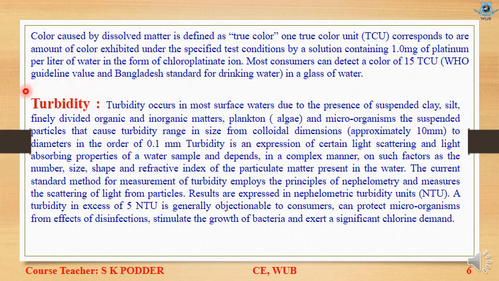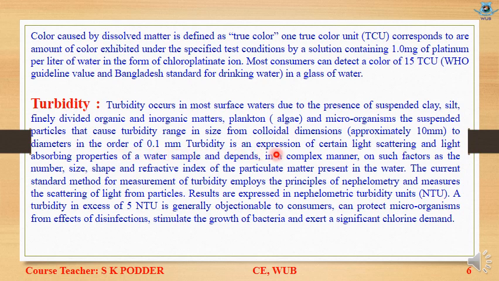Now we come to the point of turbidity. Turbidity occurs in most surface waters due to the presence of suspended clay, silt, finely divided organic and inorganic matter, plankton, and microorganisms. The suspended particles that cause turbidity range in size from colloidal dimensions, approximately 10 nm, to diameters in the order of 0.1 mm.